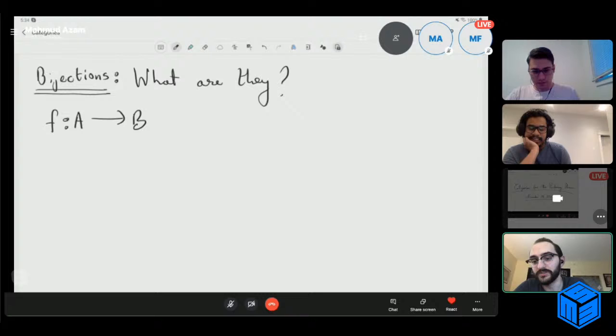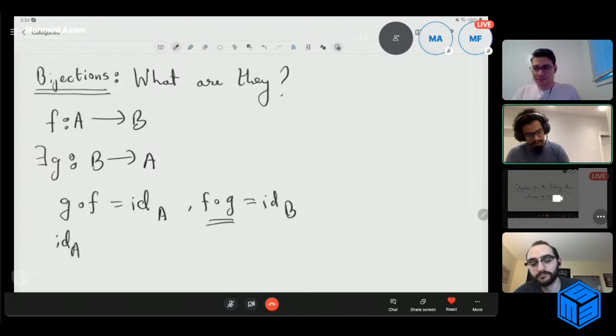And the identity map, just for the record, the identity of A is just equal to A. Same for B, right? Okay, now you can try to prove that if F and G satisfy this and this, they are both bijections, but that's an exercise, of course.